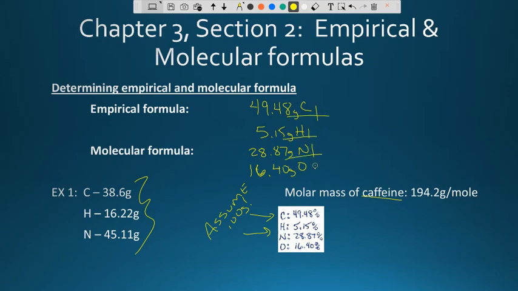Convert everything to moles. And so this is 12 grams per mole. This is 1 gram per mole. This is 14 grams per mole. And this is 16 grams per mole. Okay, those are all grams to moles.